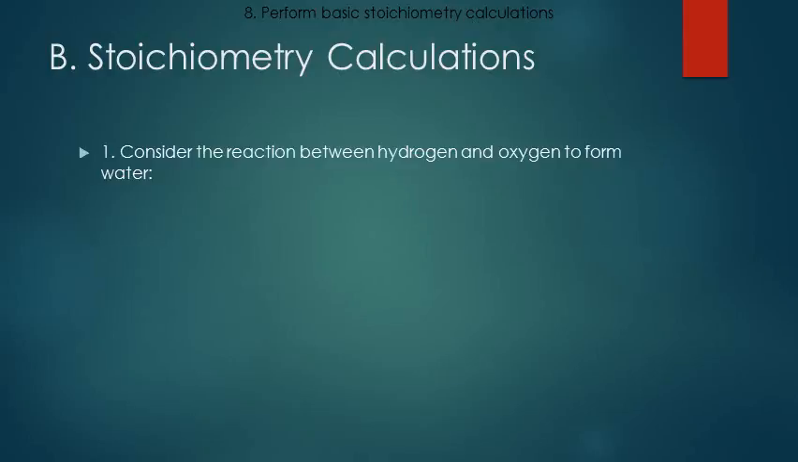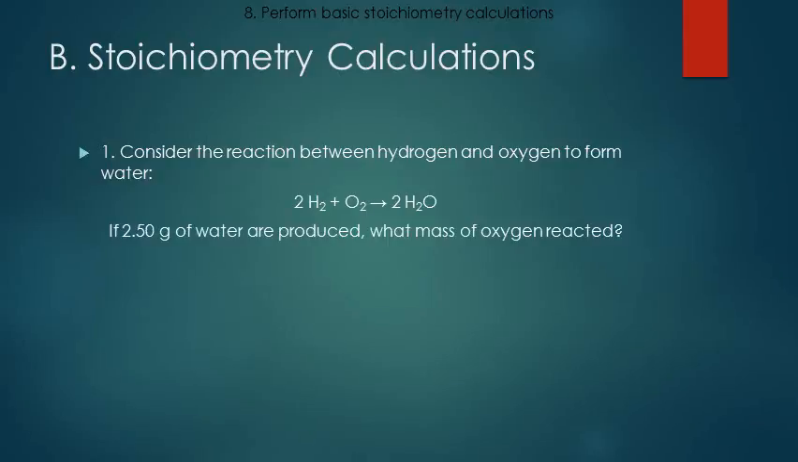Let's consider a reaction between hydrogen and oxygen to form water, actually the same equation we just looked at. Here's the question. If 2.50 grams of water are produced, what mass of oxygen reacted? So here's what we're asked to do. We're asked to find a mass of oxygen given 2.5 grams of water. Now if you consider what we just learned about mole ratios, I know that these balanced coefficients are a way to convert between one number of moles of a substance and another. So the first thing I want to do is convert this mass of water into a number of moles. So that's just a gram to mole calculation.